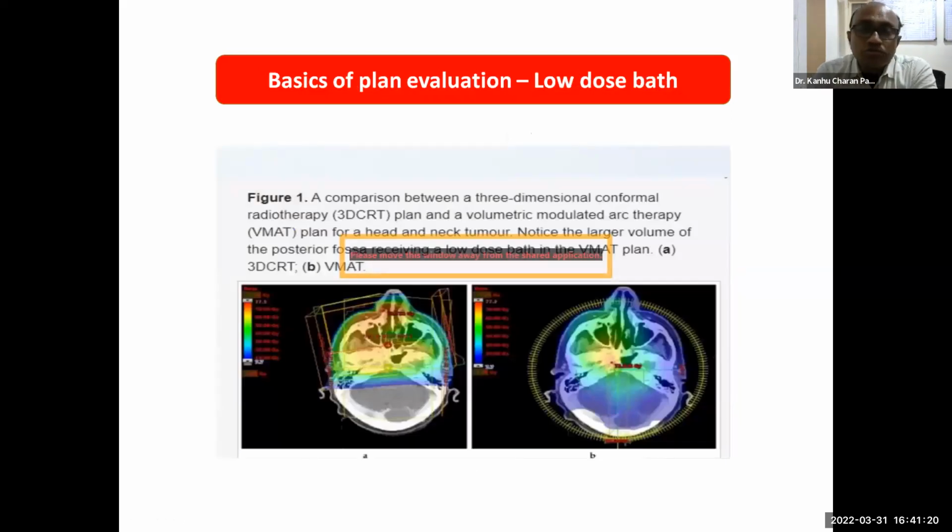Another thing, we have to see the low dose bath. In 3D CRT, we will not find much low dose area, but in IMRT, 3DCA, IMRT arc plans and others, you will have a lot of low dose spillage beyond the target. So this low dose spillage, you have to try to keep to a minimum. And we have to request the physicists to decrease the low dose spillage.